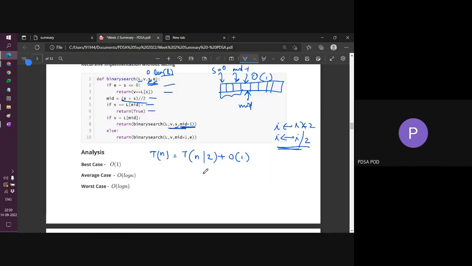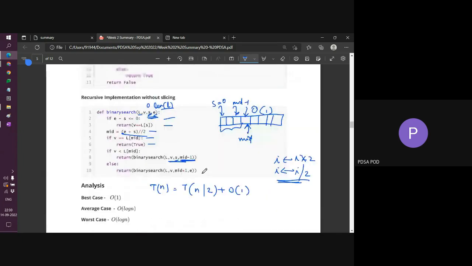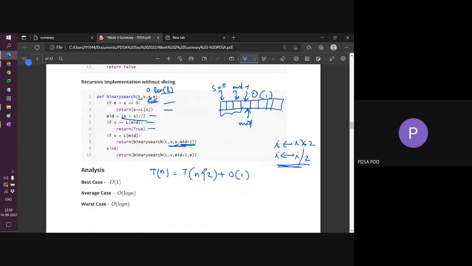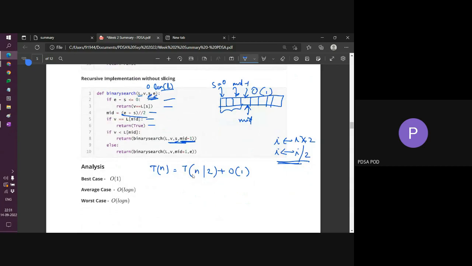Let me see whether the recurrence is correct. I'm guessing this recurrence is correct, because we are only going to one side of the array. The other side we are totally ignoring. We are never going to go to that part, right? So we are only halving the array. So here you will have T of n, then T of n by 4 plus O of 1 plus O of 1, something like this.